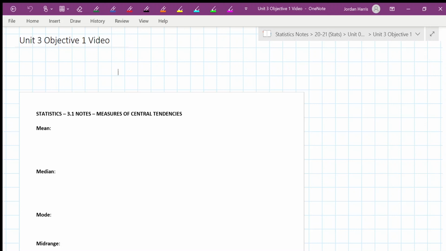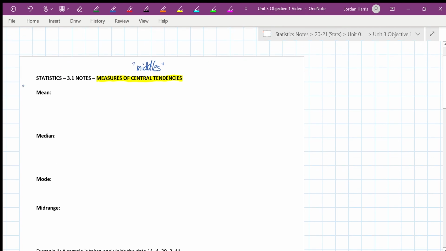This is Unit 3, Objective 1, Measures of Central Tendencies. So the title is actually a really key phrase in this: measures. We're looking at measurements of central tendencies. So these are middles, basically, I like to call them. All of our different types of middles. We're going to talk about 4 types of middles. We have mean, median, mode, and mid-range.